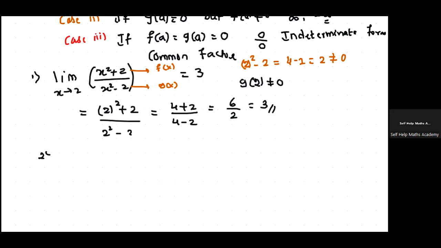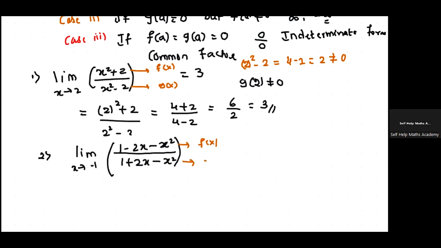If I have limit of say 1 minus 2x minus x square over 1 plus 2x minus x square as x is tending to negative 1. Okay, so first again this is your f of x and this is your g of x. This is your f of x here. You have got g of x. Again, this is a rational function. So let's see, the limit value is x is tending to negative 1.